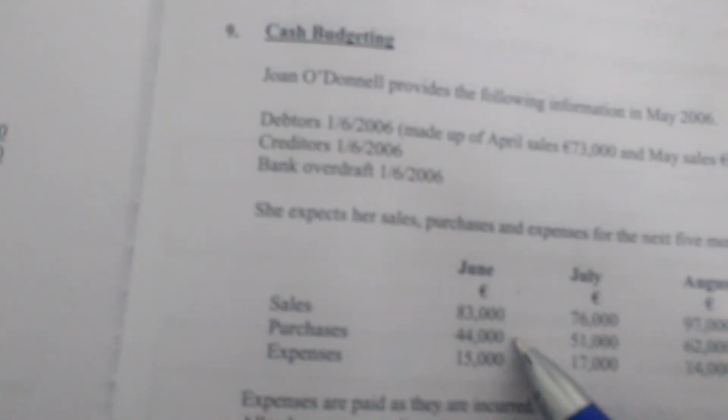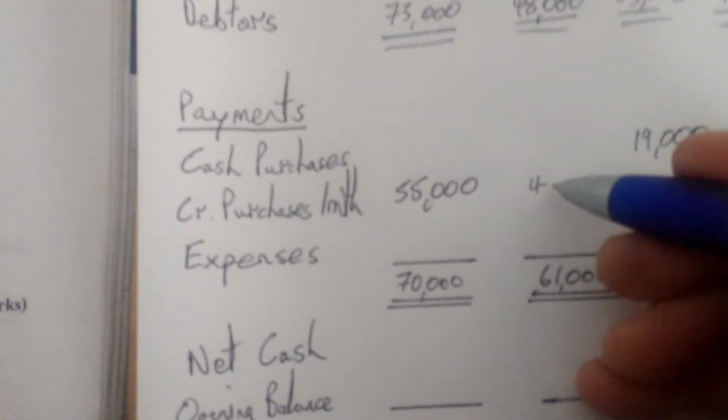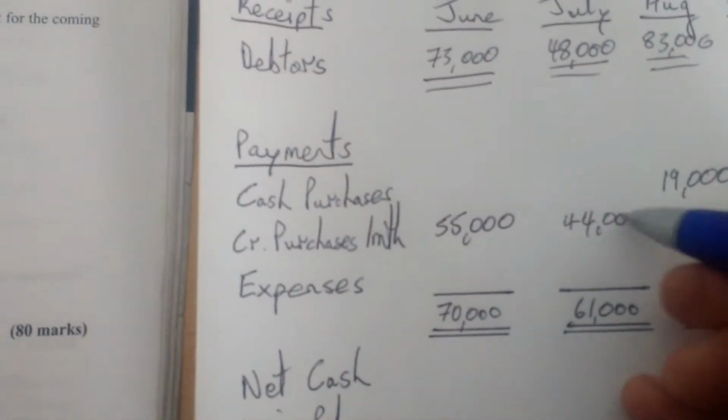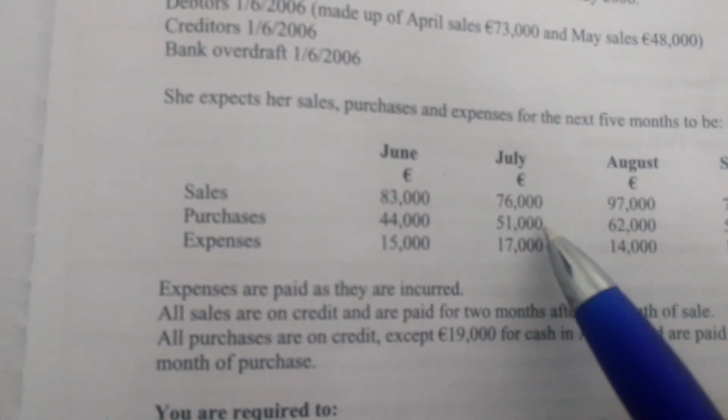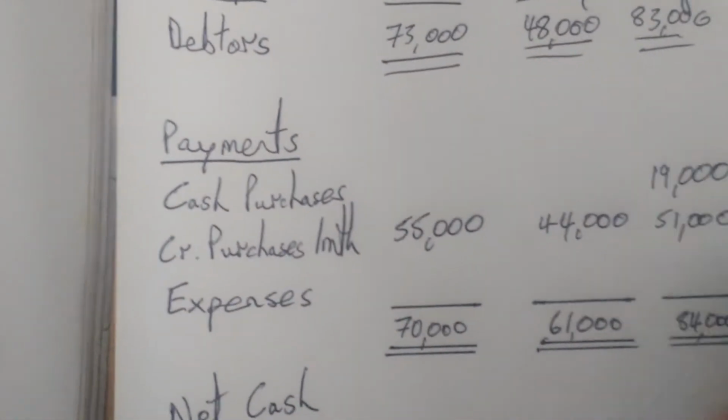Credit purchases 1 month. The May purchases get paid in June. Okay, then if we look down here for the June purchases, it says 44,000. That must be paid for in July. So we put the 44,000 here into July. Then if we go back here to the purchases in July, there were 51,000 of purchases. That'll be paid for in August. So again, 51,000 here.